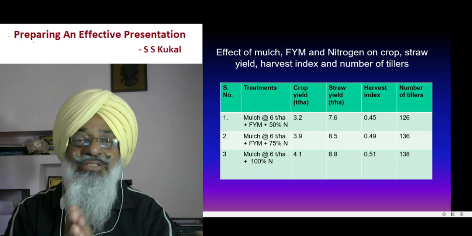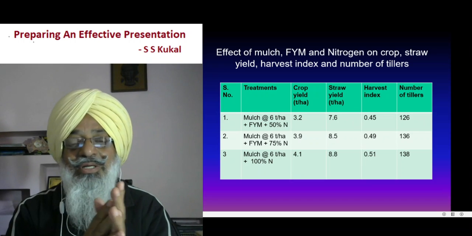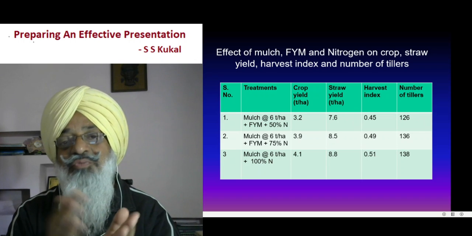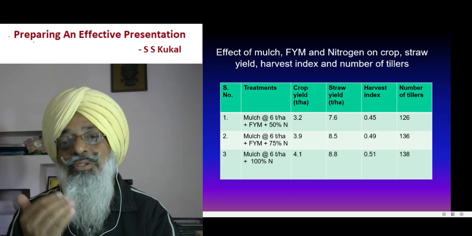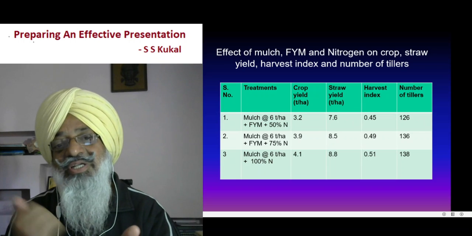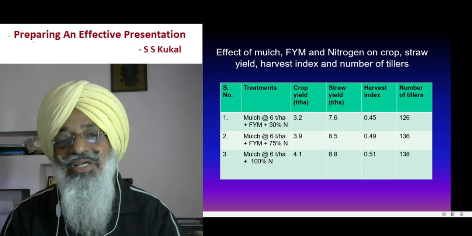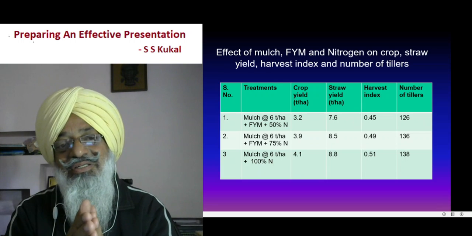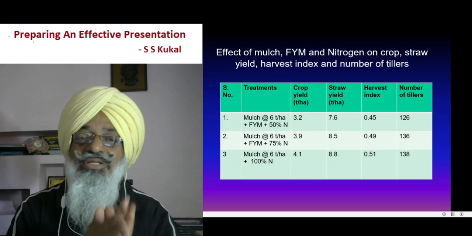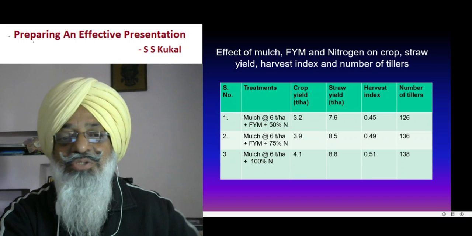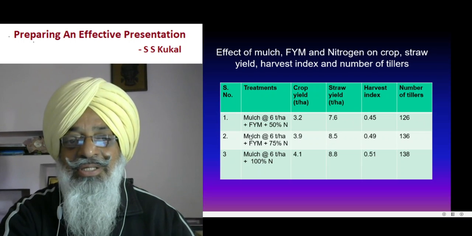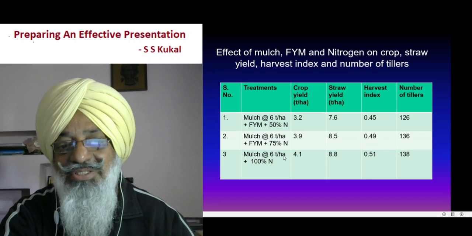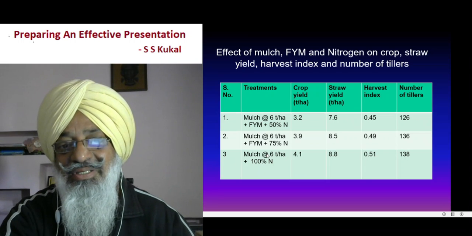Now, here is a table, a particular PG student, while giving the presentation, he writes effect of mulch, farmyard manure, nitrogen on crop, straw yield, harvest index, number of tillers. Whatever is there in the title, he wrote it in whatever is there in the table, he wrote it in the title. Then serial number 1, 2, 3. Do you think serial number has any meaning? Then you see in treatment, in all the three rows, mulch 6 ton per hectare, mulch 6 ton per hectare, mulch 6 ton per. Why to repeat this?